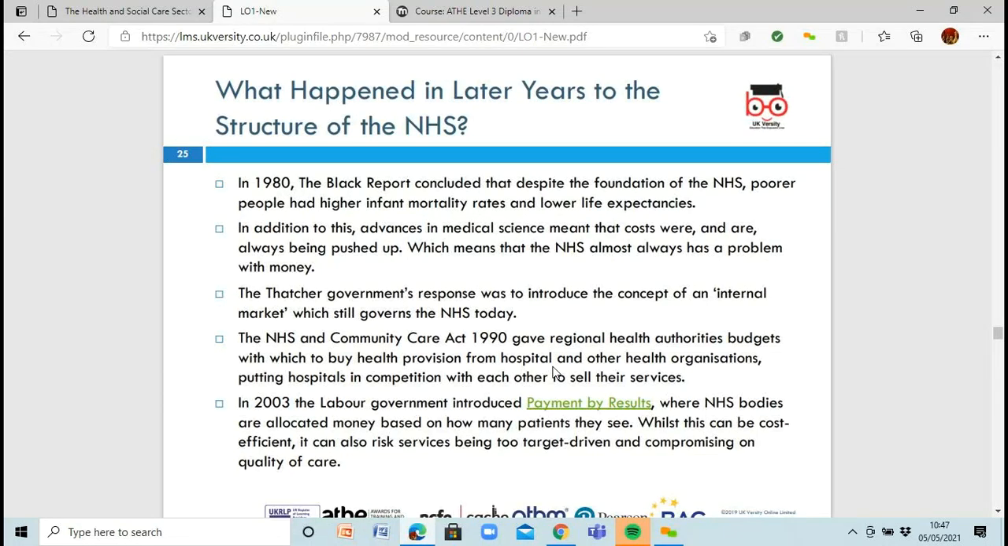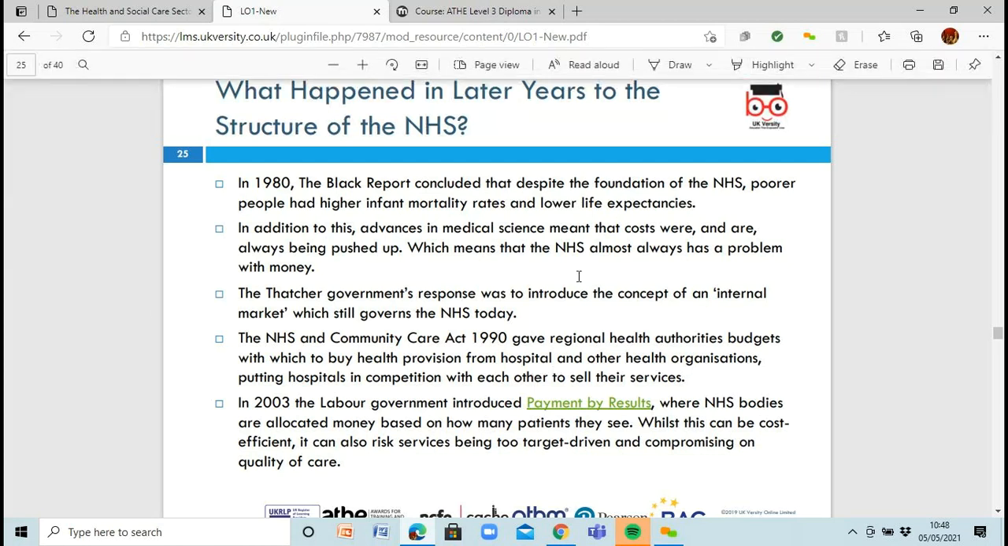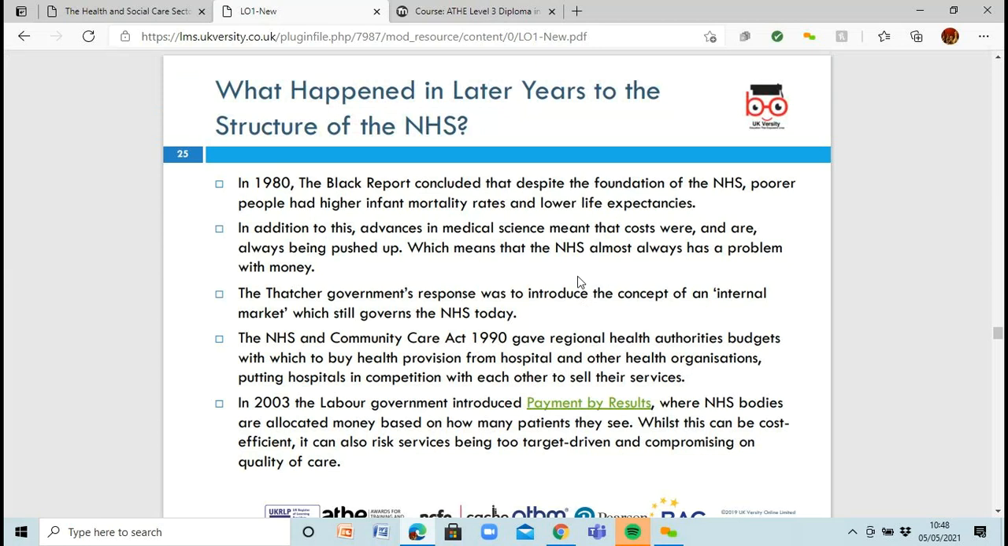So what happened in the later years? In 1980, the Black Report was created. It concluded that despite the NHS foundation, poorer people had a higher infant mortality rate and lower life expectancy. So why was this happening? They also realized that there were advances in medical science, but it was costing a lot more.